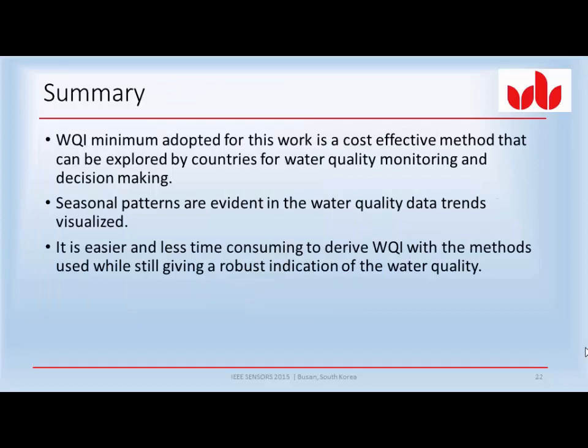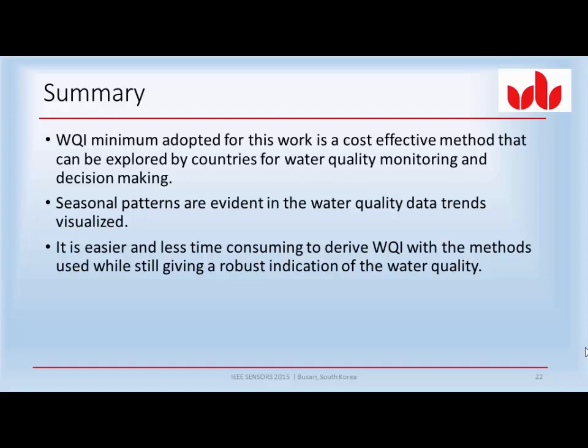Okay, so I would very quickly summarize this. We have adopted the water quality index minimum, and we found that this is a cost-effective method which could be explored in a lot of countries for water quality monitoring and decision making. The reason we say the water quality index minimum is a sensible way of doing it is that the values we get from it comply with the data from our box plot analysis, which is much more detailed.